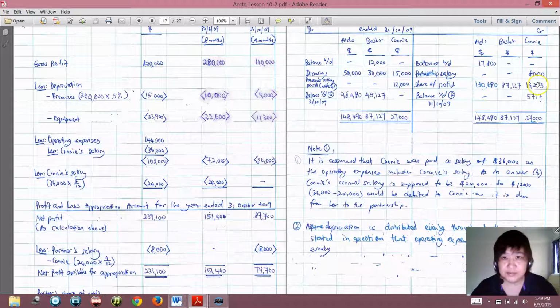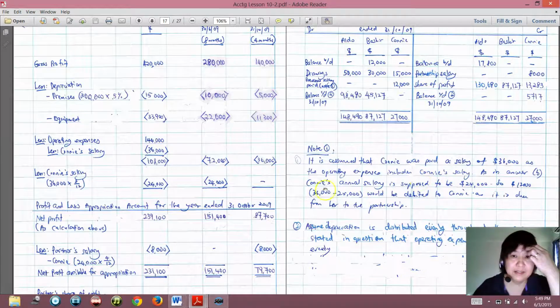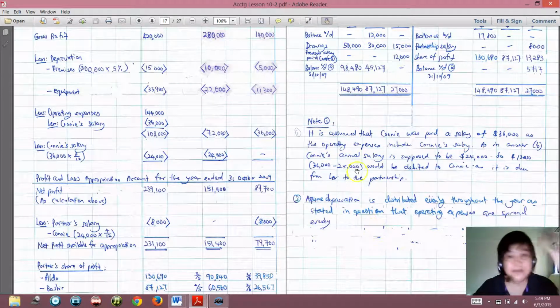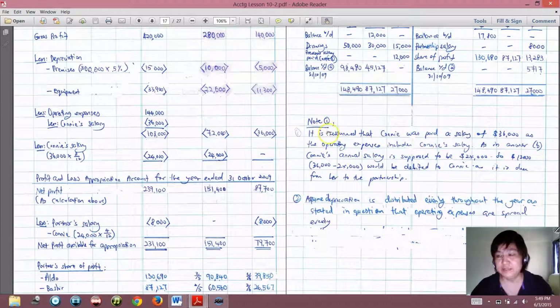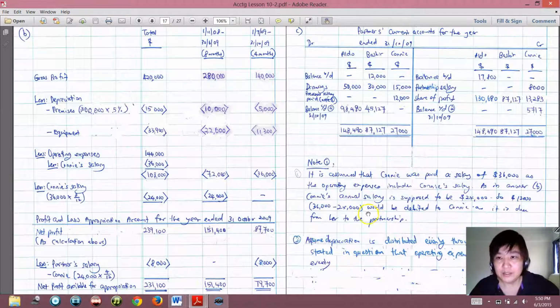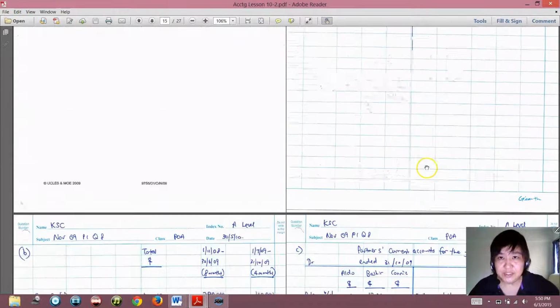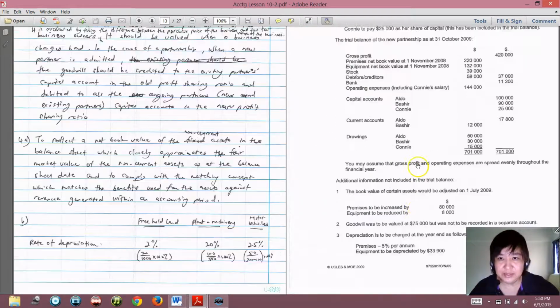So in the trial balance, if the question is not clear, you can clarify the question with some notes or assumptions that you want to tell the examiner. So this is what I want to clarify. Assume depreciation is distributed evenly throughout the years, as stated in the question that operating expenses are spread evenly. Actually I don't need to write it, but I just want to make it clearer, so I put a note here. When the question is not clear, I would like to clarify.